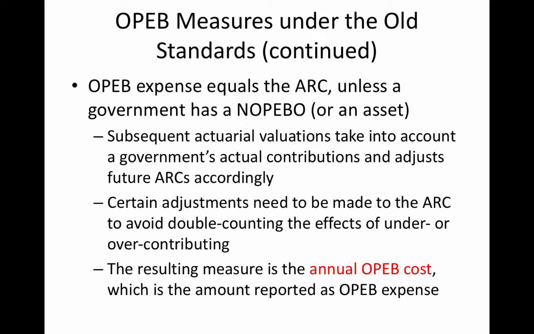As I said, the OPEB expense, if they're contributing the ARC every year, equals the ARC, but if they're reporting a net OPEB obligation or a net OPEB asset, then they need to make certain adjustments to avoid double counting, because with subsequent actuarial valuations, the actual amounts contributed get incorporated into those valuations. So the ARC, once it's adjusted, is then referred to as the annual OPEB cost, and that's the amount that is reported as OPEB expense.